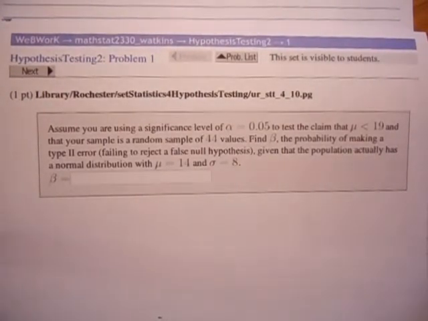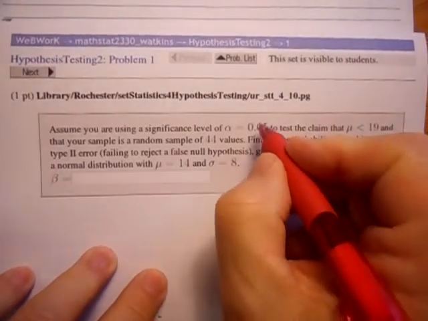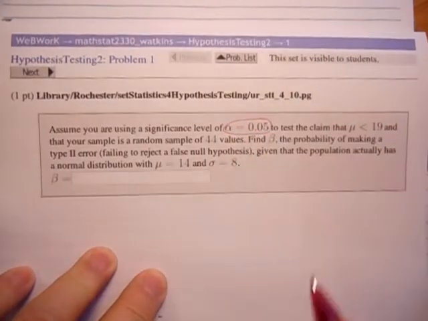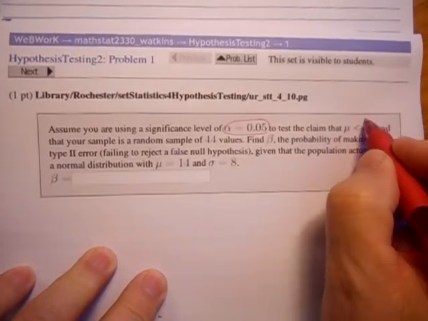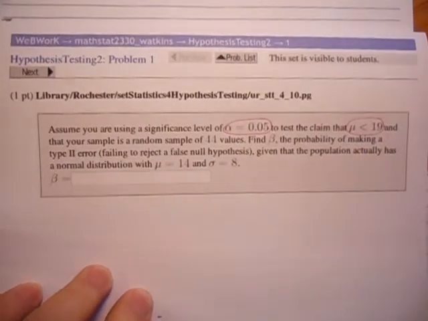There's some kind of a hypothesis test going on here. Notice the things that we can pick up immediately. We know what the significance level is. There's the alpha right there. It's testing a claim that mu is less than 19. Now think about that for a minute.